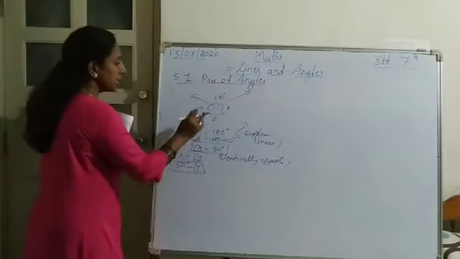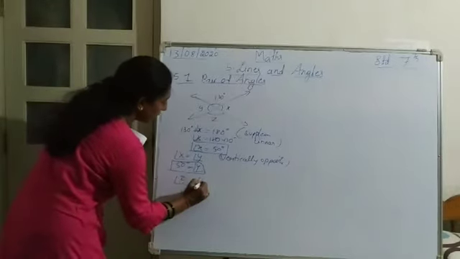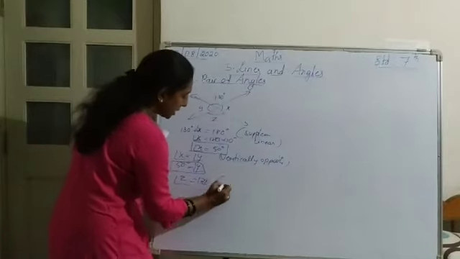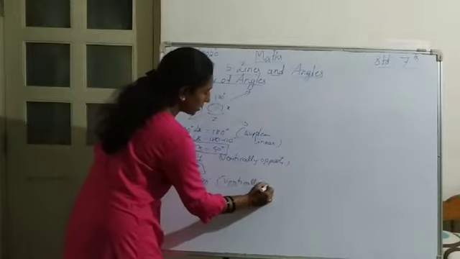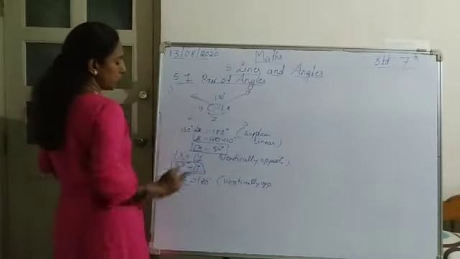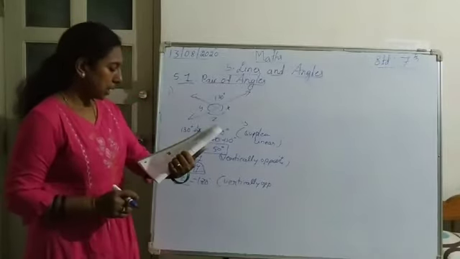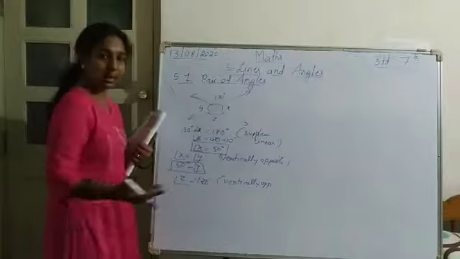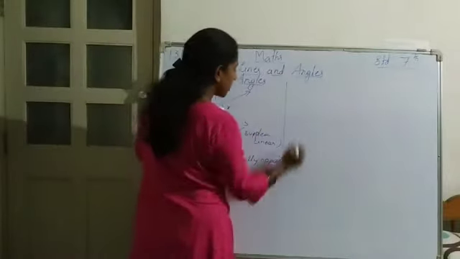Now let us come to z. Angle z is also 130 degrees because this is also a vertically opposite angle. So angle z is equal to 130 degrees. Correct? This is how we can solve it. Otherwise we can use the linear pair also, and from that also you will get the answer. Now let us take one more example.